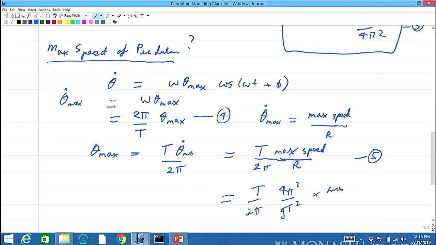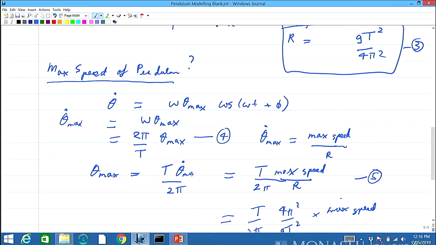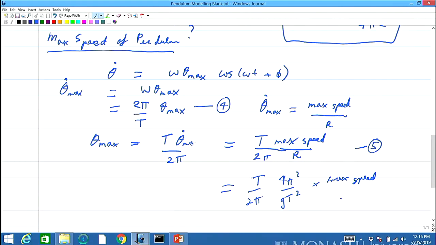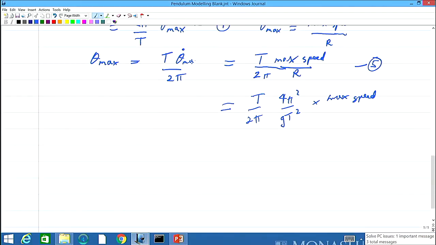Times max speed, and I think that's good. Yep, g t squared over 4 pi squared. So we can then simplify that, and that removes 2 pi, g t max speed. Okay, so that's our theta max equation.